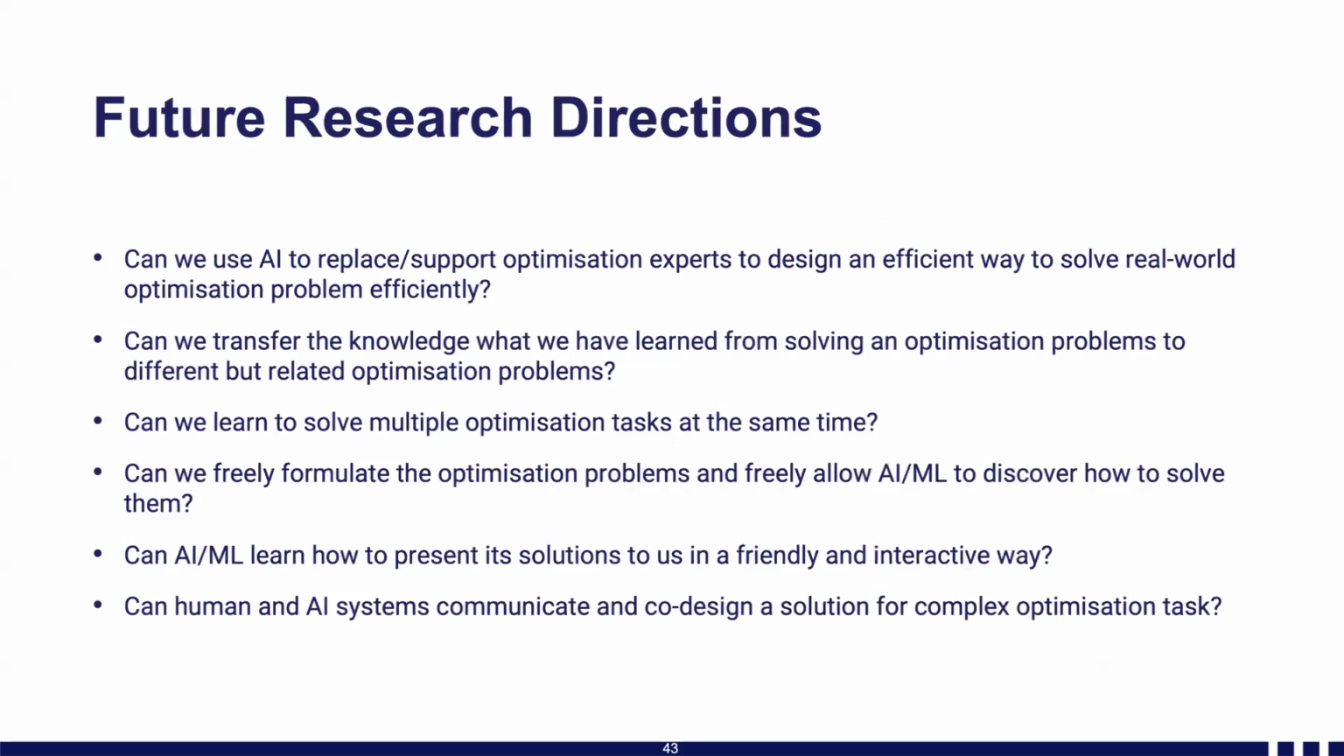Okay, to wrap up, just a few thoughts about the future research directions. This is the slide that I created about 2 years ago, but I think it's still relevant now. So the first one is, can we use AI to replace the optimization expert to design an efficient way to solve optimization problems efficiently? I think we do it partially now, and some of them work, some did not work. There's a lot of things that we need to learn now.